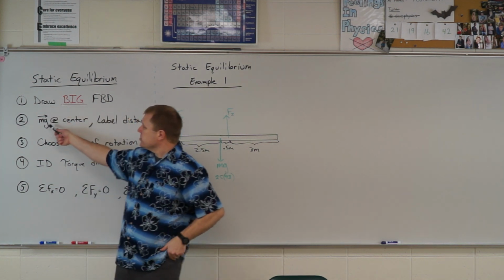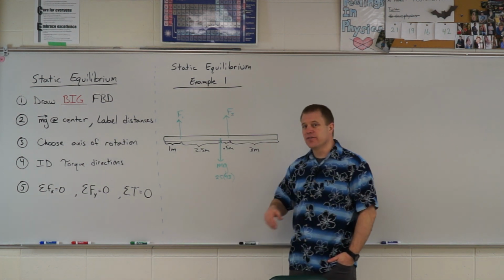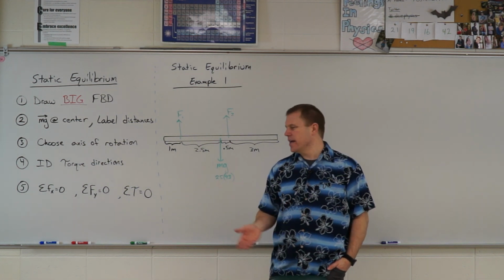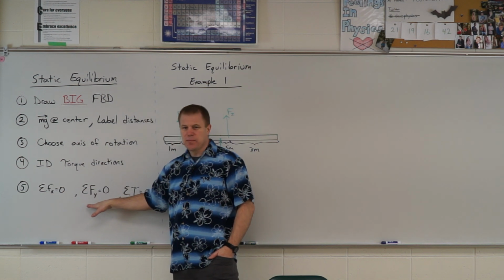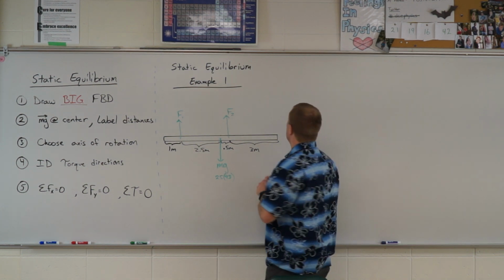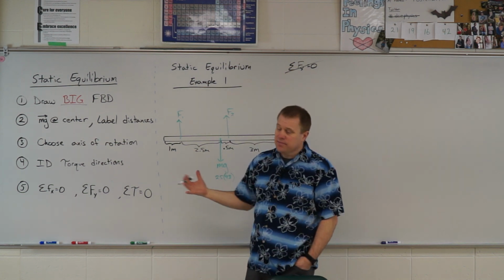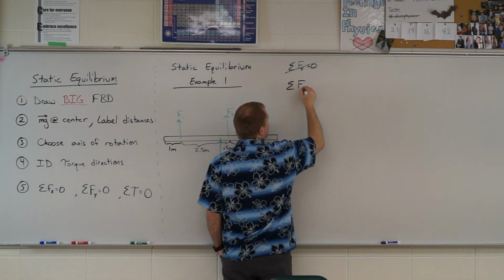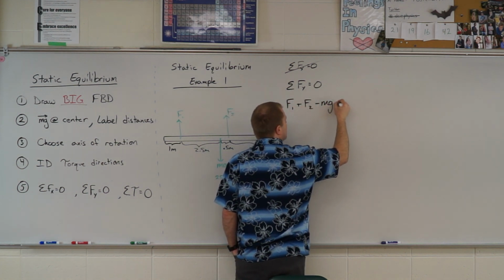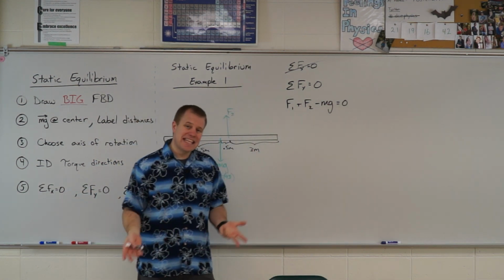All right, so we have done the first 2 steps here. We're on to choose an axis of rotation. Now when I choose an axis of rotation, I try to eliminate some unknowns. So let's just see why I do that. So I'm going to skip down and do the sum of the forces in the x and the sum of the forces in the y. Well, if I look at my problem, there are no forces in my x direction. So when I say sum of the forces in the x direction equals 0, there aren't any. However, when I generate my sum of the forces in the y direction, I have F1 plus F2 minus mg equals 0. Now the problem here is I have 2 unknowns in this equation.